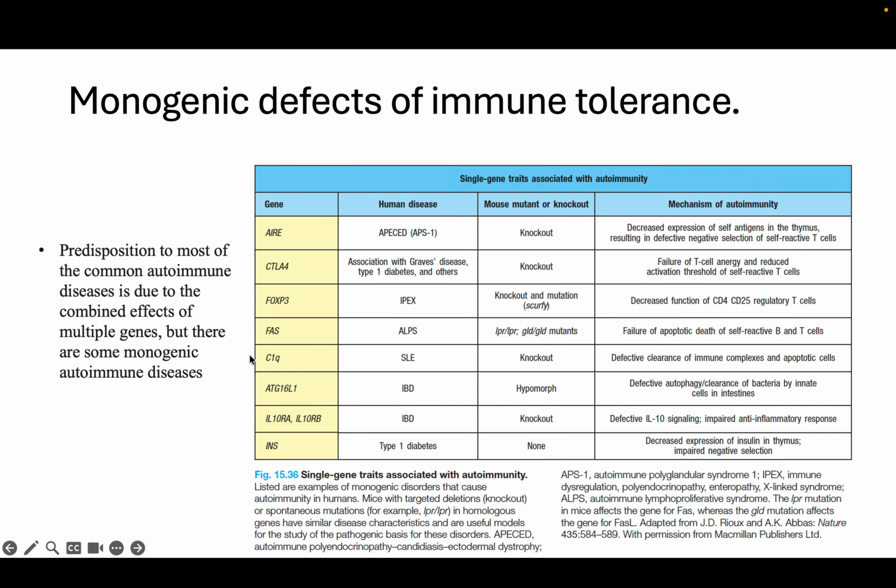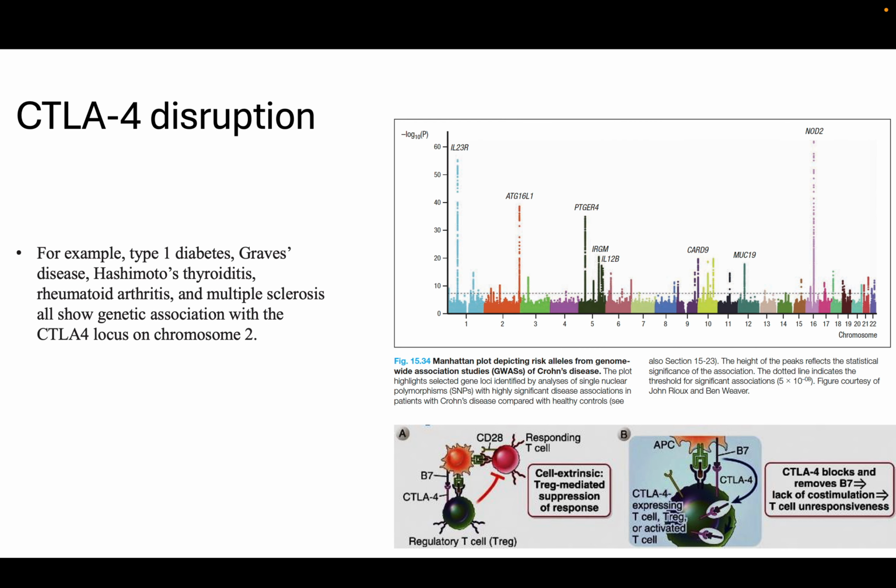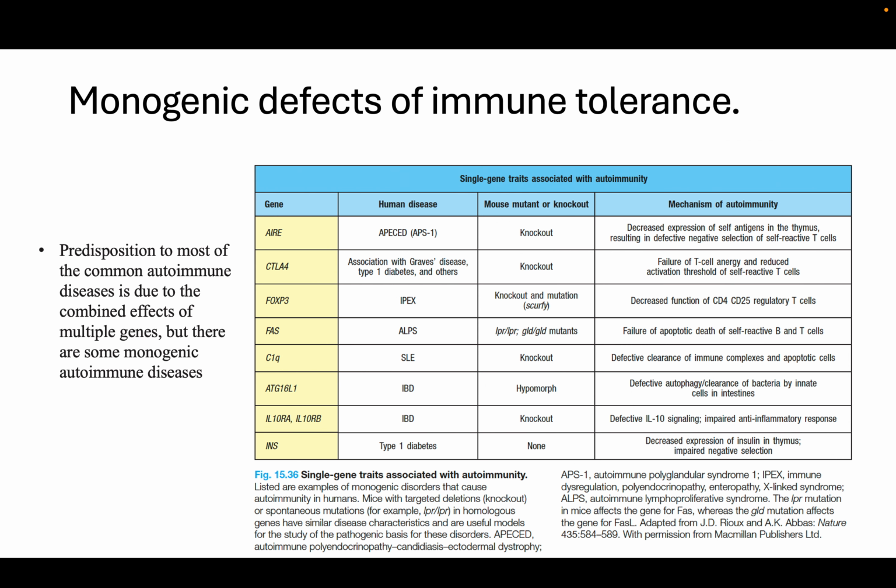So, a lot of autoimmune diseases are controlled by not just one gene. It's sometimes a combination of multiple genes. For example, you see here with Crohn's disease, there are multiple genes that can cause it. It's not just this one gene. However, sometimes one gene can literally cause an autoimmune disease, and we call these monogenic autoimmune diseases. Hence, one gene can predispose you to autoimmune diseases.